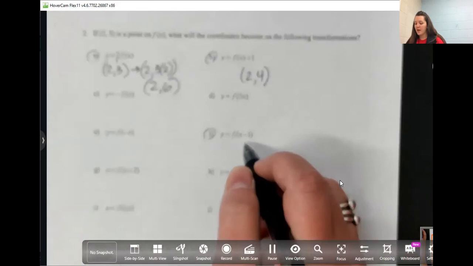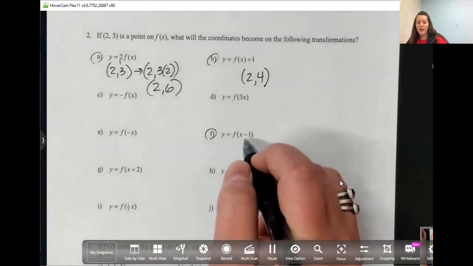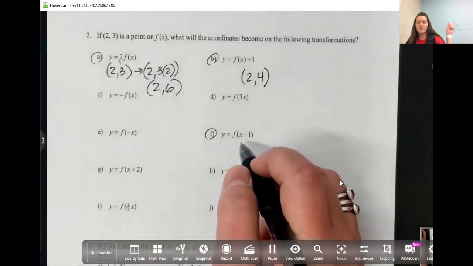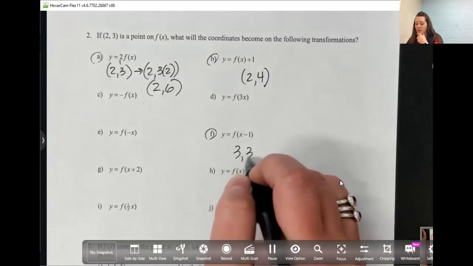And down here, this f of x minus 1 affects our x value. If it's subtracting 1, we're actually moving to the right one. So we're adding 1, so it's going to be 3, 3.